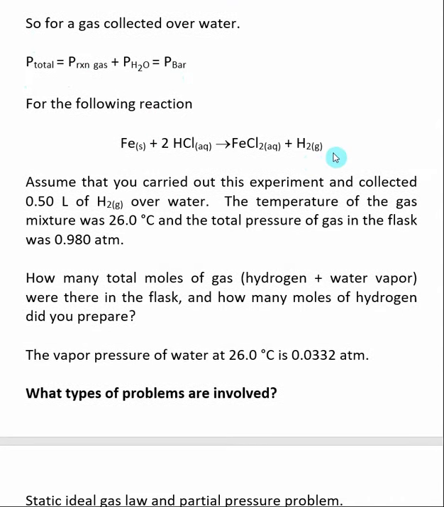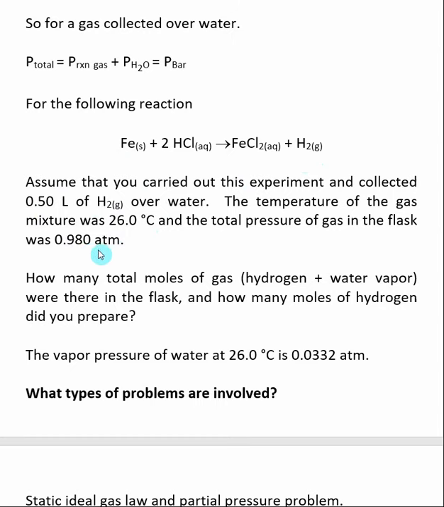I give you the following reaction. You can see that we are producing hydrogen gas as part of this reaction. The reaction runs and we collect a volume of hydrogen gas over water of 0.5 liters. We know that the temperature of the gas mixture is 26.0 degrees C and that the total pressure of the gas in a flask is 0.980 atm.